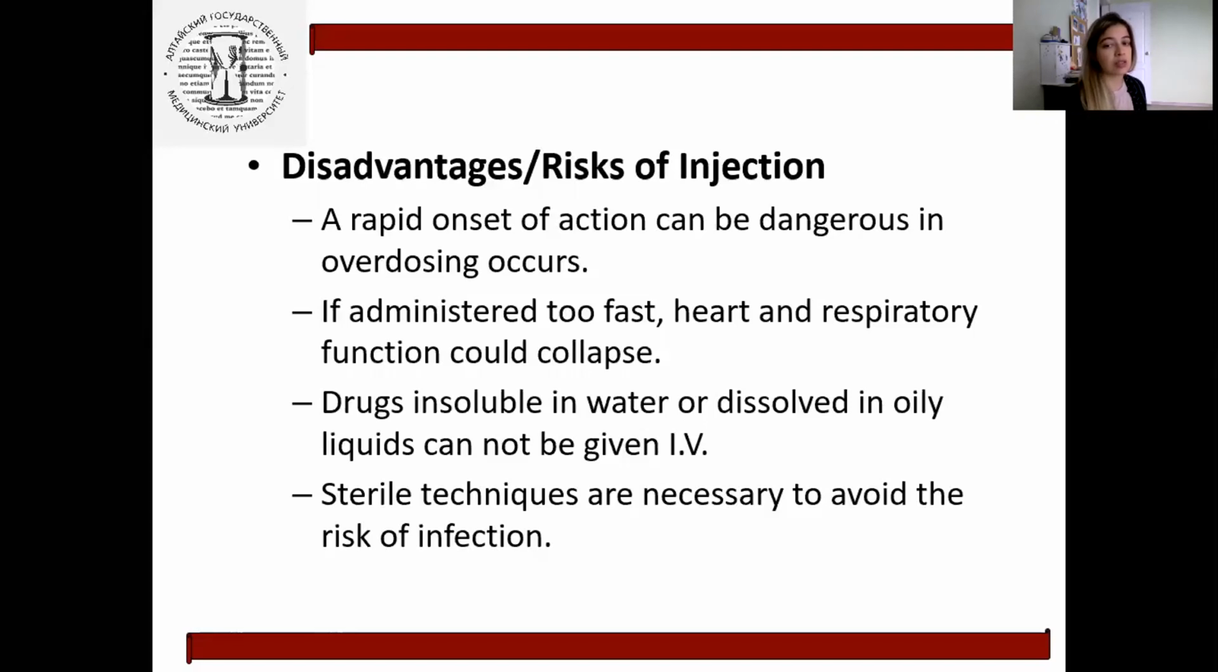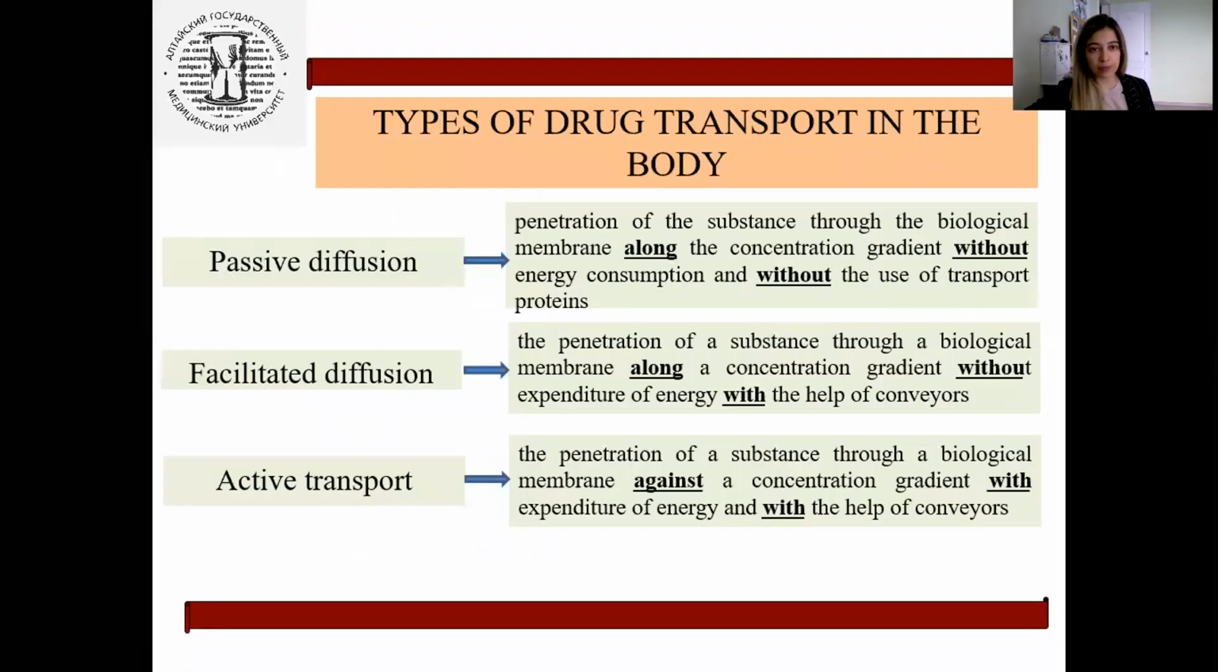Sterile techniques are necessary to avoid the risk of infection. This is not a very big problem, but it makes difficulties for patients. If the patient is at home, if he is not in hospital, it can be difficult for him to do everything in a sterile environment. So he can need some help from medical people with medical education, maybe a nurse or a doctor.